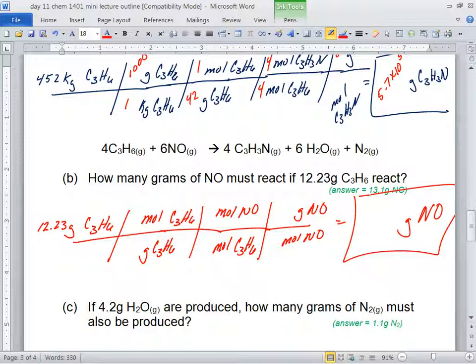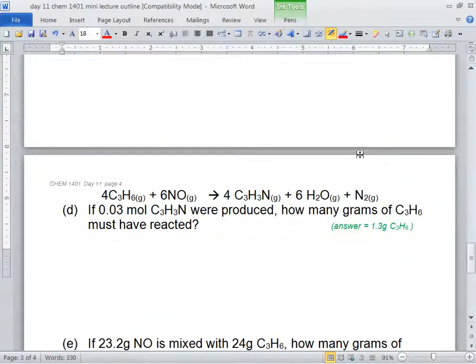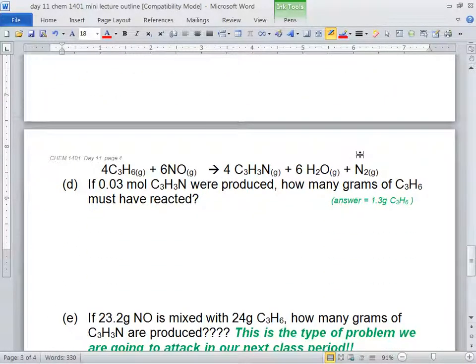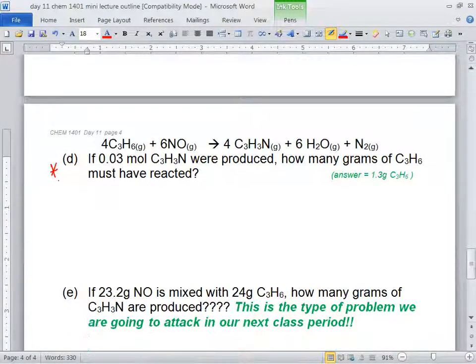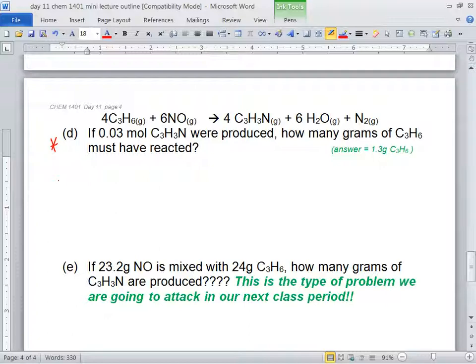Let's see. Where's a different one? When you get to D, D is a good one because it's a little bit of a twist. For D, it's actually a short question because you're already in moles. The units tell you what to do. So you're ready for the mole bridge already. So I would start with that 0.03 moles of C3H3N, and the next step is the mole bridge into what you're interested in.